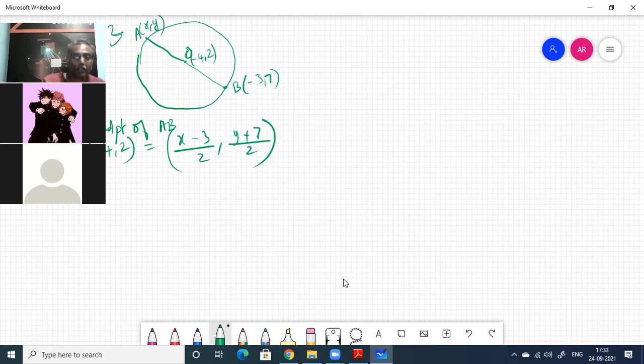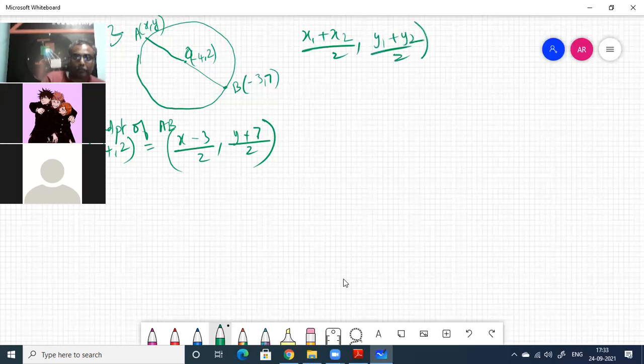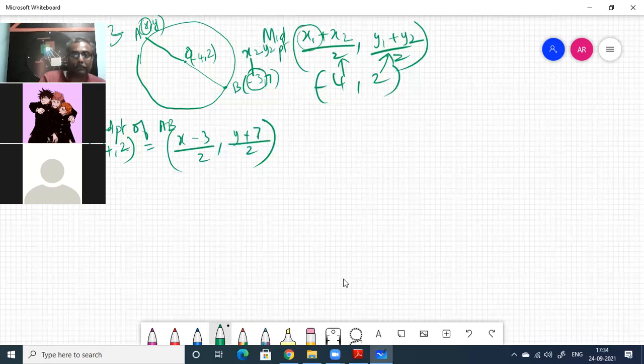How do you know? Because midpoint is equal to (x1 plus x2)/2, (y1 plus y2)/2. Correct? Here, what is the midpoint? -4, 2 is the midpoint. This one is equal to this one. Therefore, x1 is not given, we don't know. x1 is x. But B we know. x2, y2 is given. So x2 is -3, so that's what I put there. And the same way, y2 is +7, you put there.